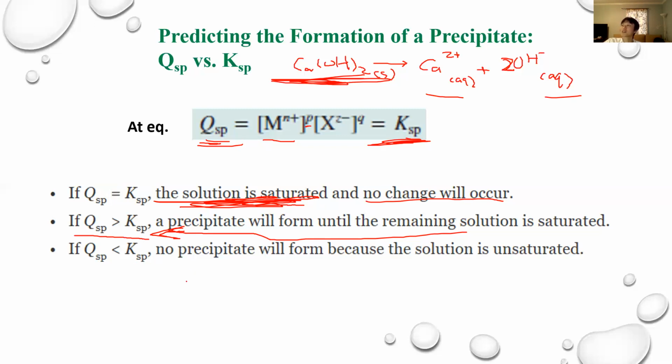You can keep adding one of them, or both of them, until you see the solid form. So when Qsp is less than Ksp, there is no precipitate formed. So when you see a problem like whether it's going to precipitate or not, you just compare the Qsp with Ksp. And if you have a Ksp value and you want to know how much calcium or how much hydroxide is generated, you can use this equation to solve it.